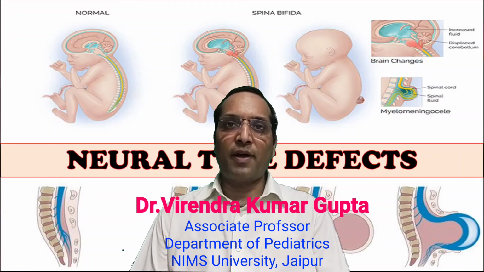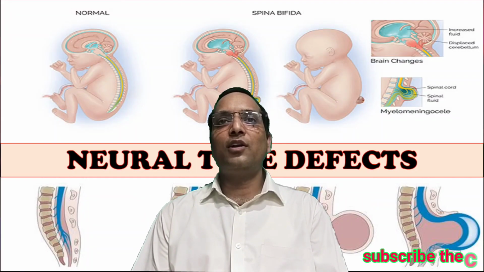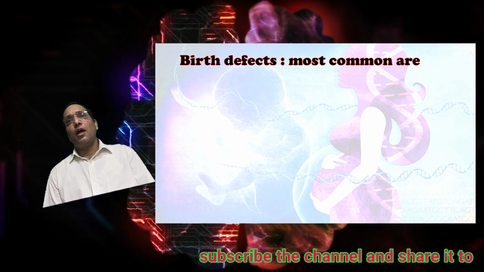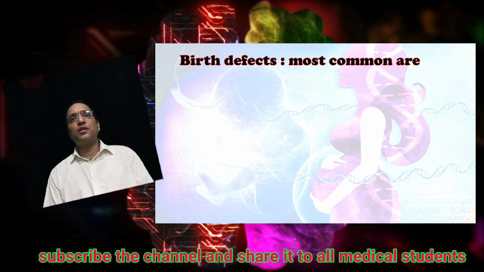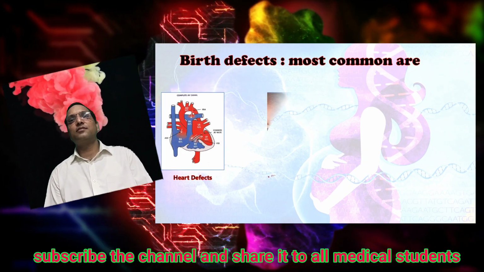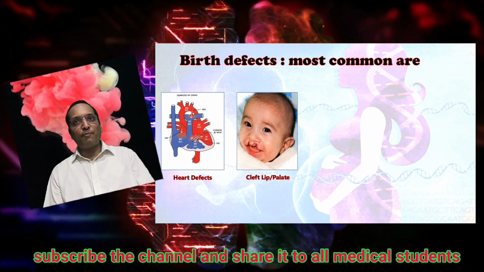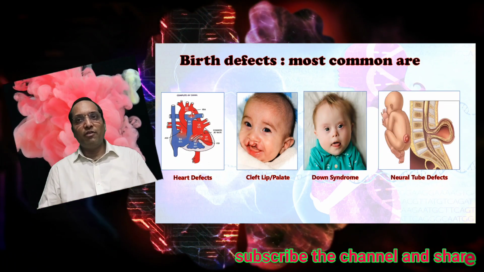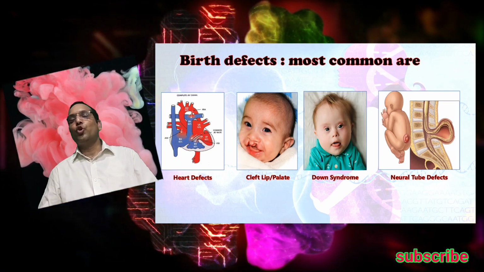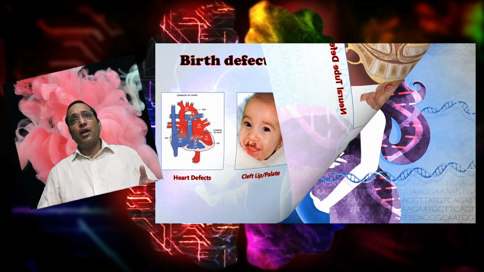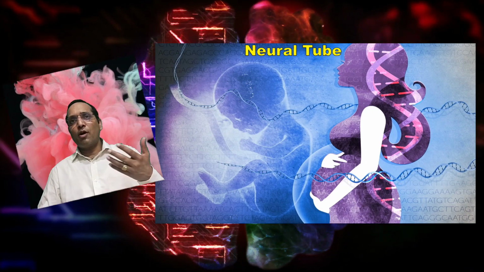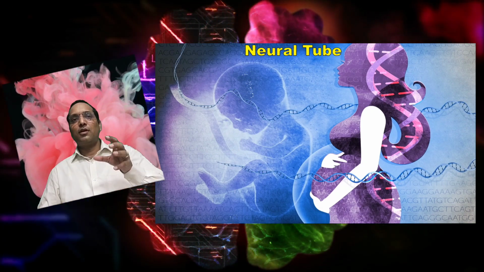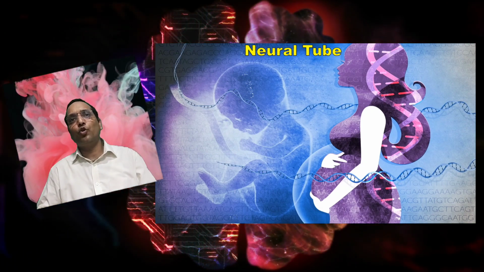Today we will discuss birth defects, specifically neural tube defect. The most common birth defects are heart defects, cleft lip or cleft palate, and Down syndrome, and today we will discuss the neural tube defects. Before we learn about the defect, we should think about what the neural tube is.